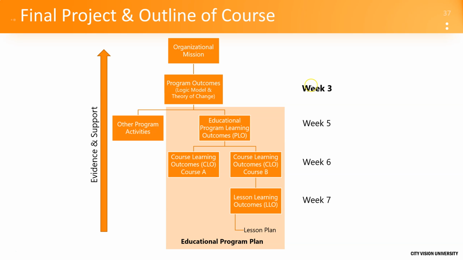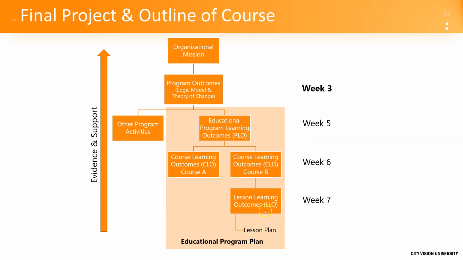Now, as we go through the course, in week 3 you're going to be going through program outcomes. That's the focus of this week. Week 5, you're going to be looking at educational program learning outcomes. Week 6, you're going to be focused on course learning outcomes, so you'll design a course syllabus. Week 7, you're going to be doing lesson learning outcomes, and you'll design a lesson plan. So that's how all these things build, and we want you to learn for each of these.